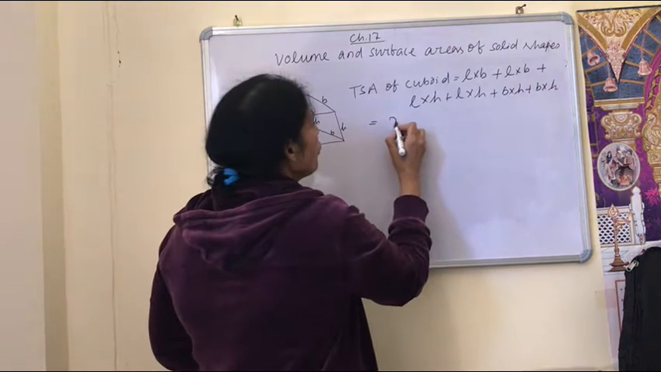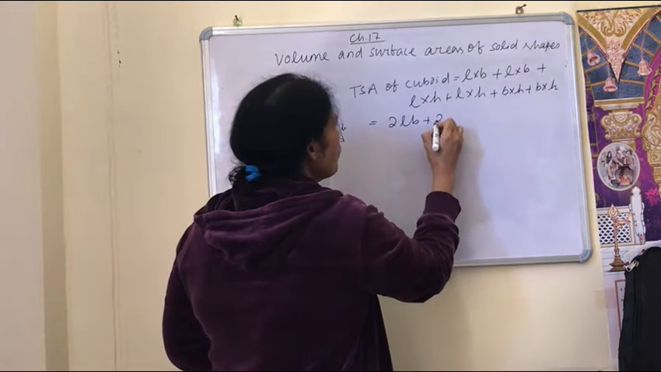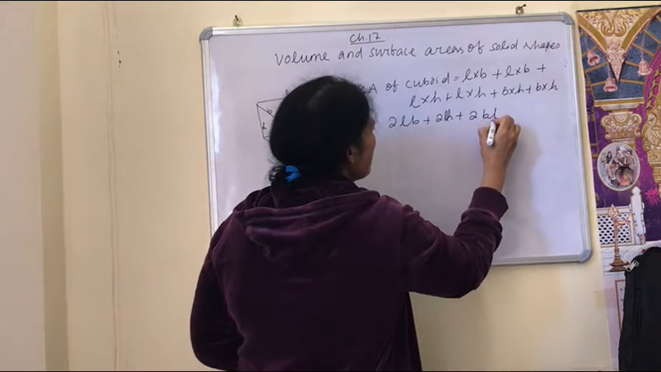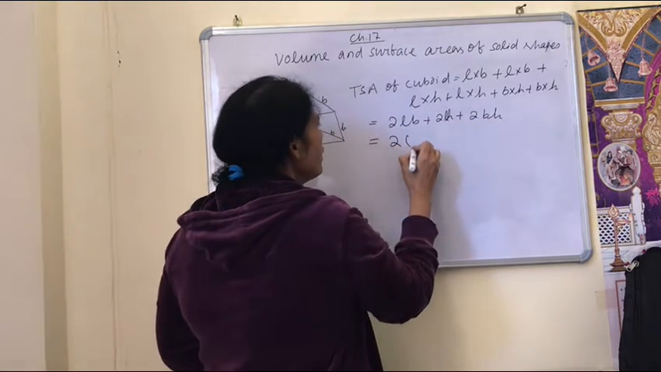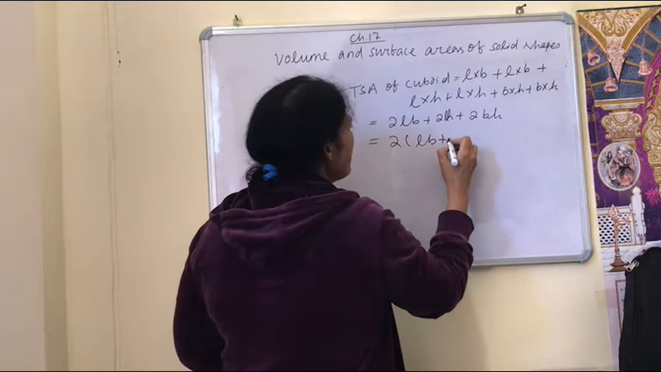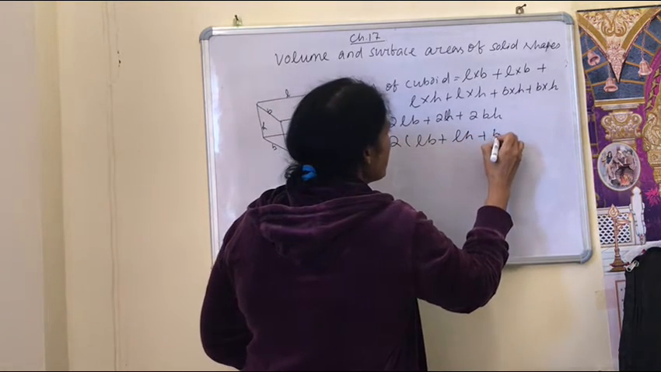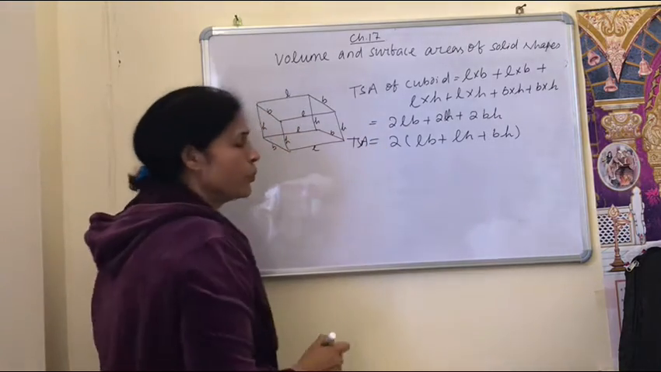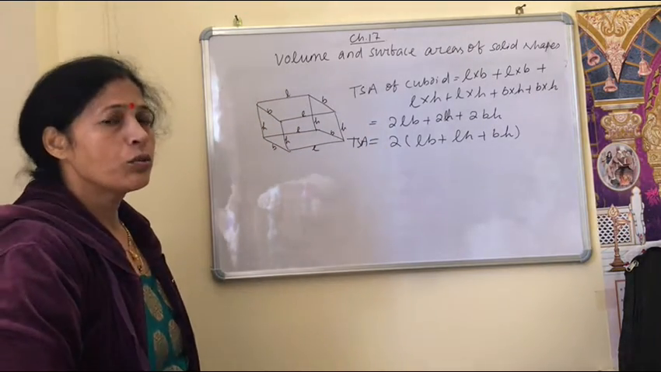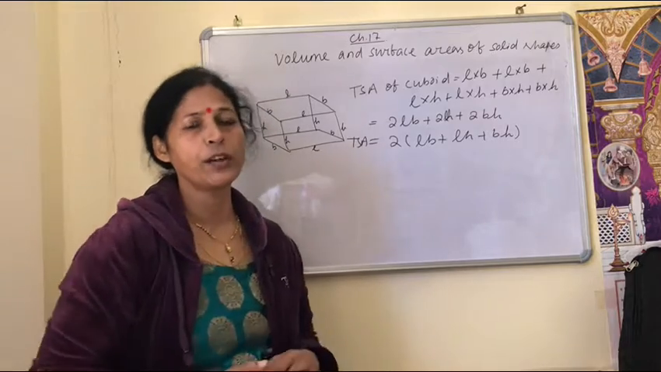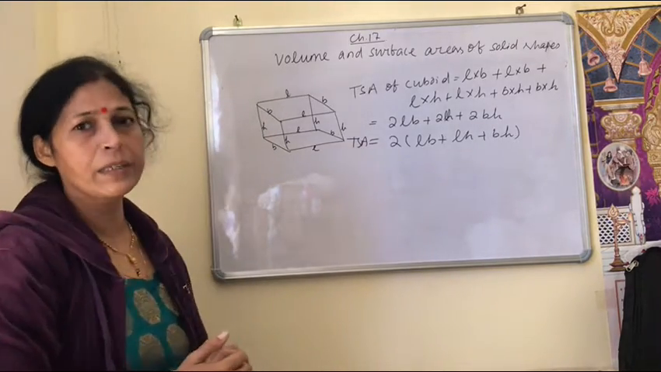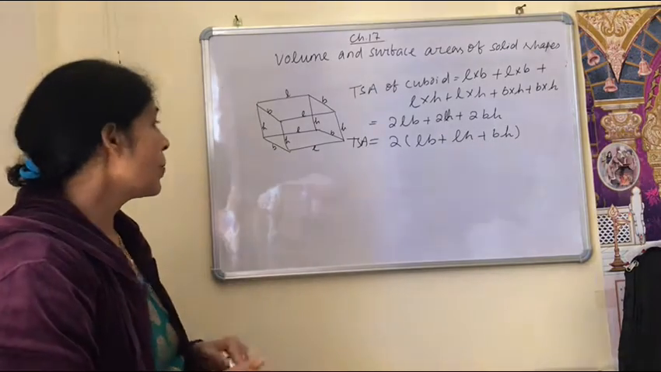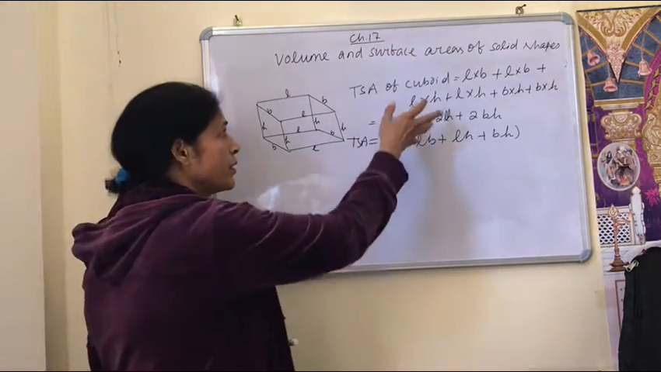So 2LB plus 2LH plus 2BH. Taking 2 common, 2 into (LB plus LH plus BH). This is the total surface area of cuboid. Clear? Total surface area of cuboid is 2 into (LB plus BH plus LH). You can write LH plus BH in any order. This is your total surface area of cuboid.